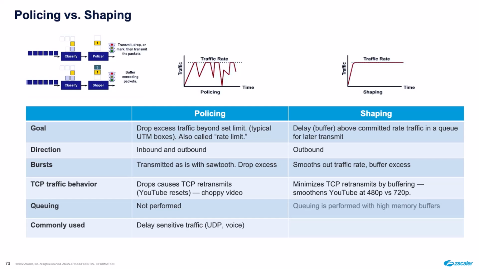As I said, queuing is performed with high memory buffers. So you have enough buffers and memory available for providing this bandwidth control capability in Zscaler enforcement nodes. Also, it is commonly used for delay insensitive traffic or any web traffic, particularly where dropping the packets is not an option.